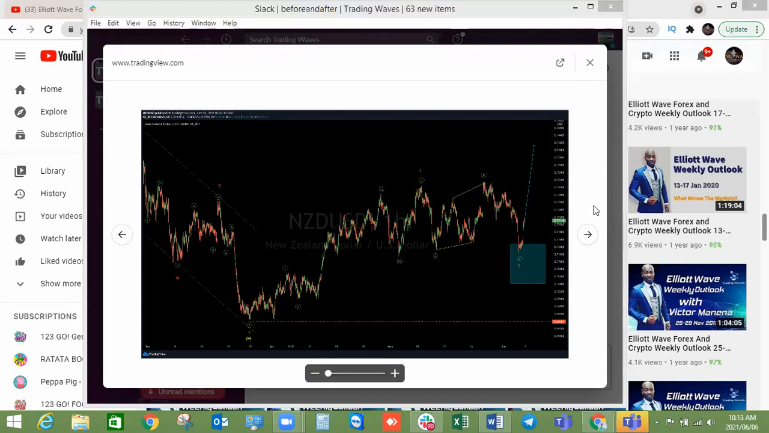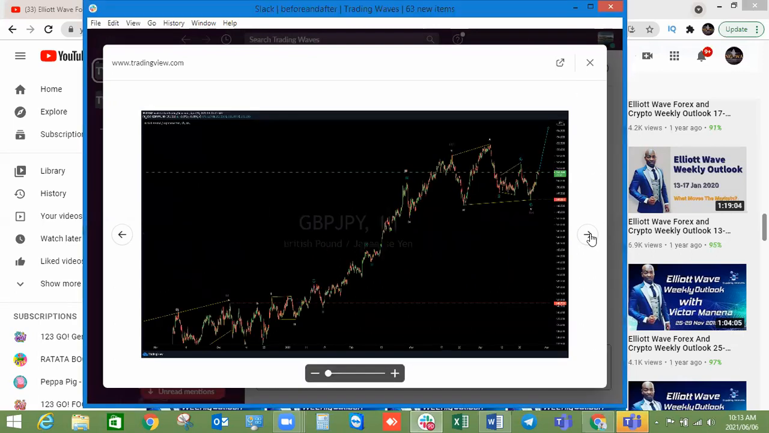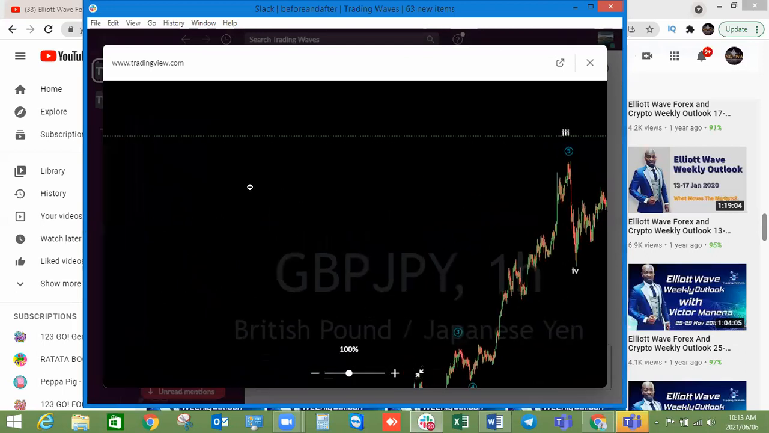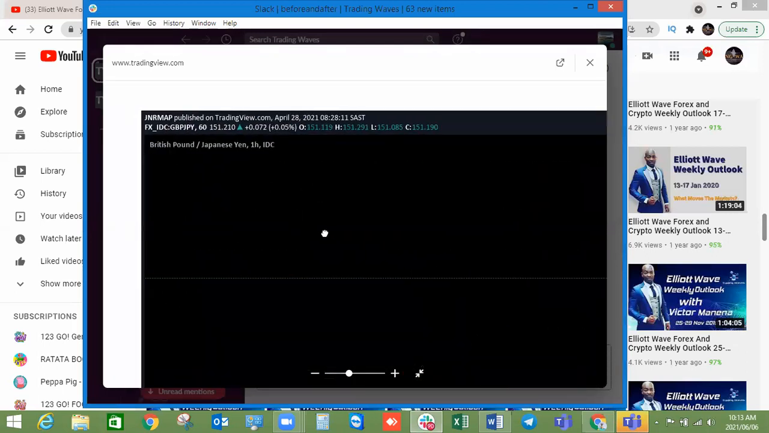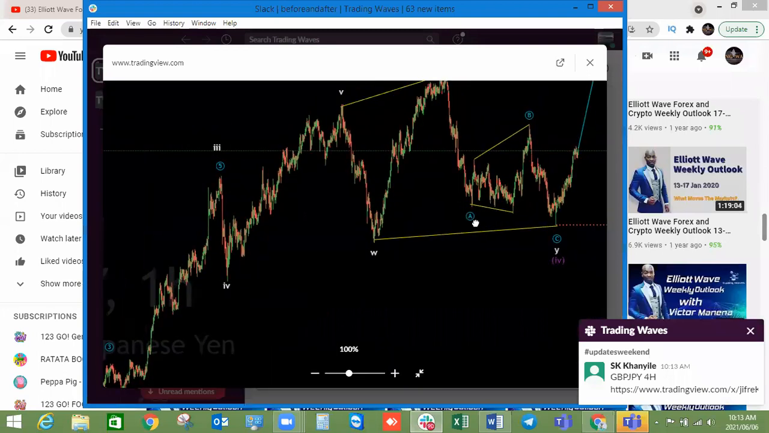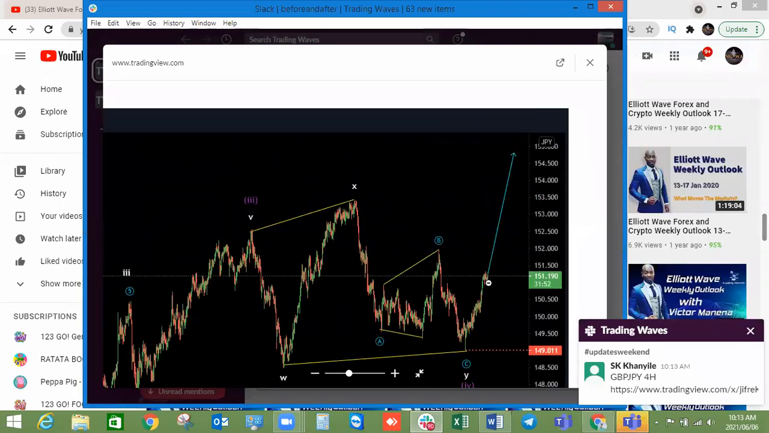Now, as you can see, these are all the US dollar pairs, and this is how we forecasted all of them. Now, this chart here on pound yen, this is trade recaps. Now we are out of the US dollar pairs. This was the 28th of April. Look at that. We're looking for this to go all the way up to 156. Let's just look at that. So all the way up to 156.